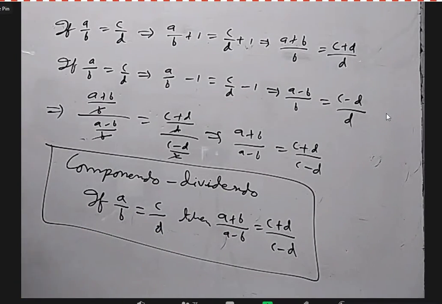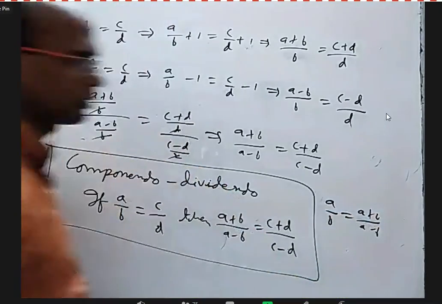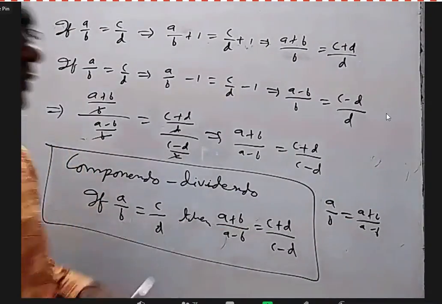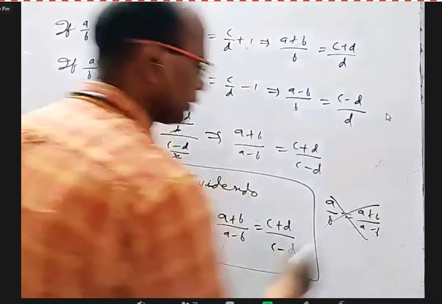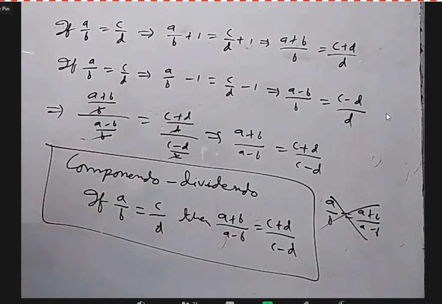But nobody should write a by b is equal to a plus b by a minus b. It is not that the fraction is equal to numerator plus denominator by numerator minus denominator. No, that is not right. If two fractions are equal, then componendo dividendo of this should be equal to componendo dividendo of the other.